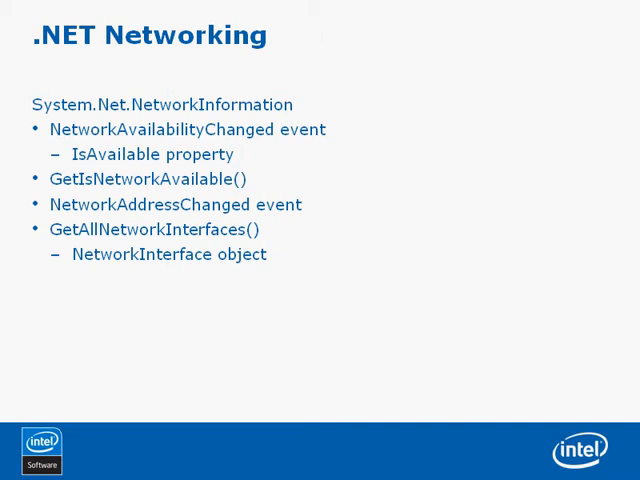As with power management, the .NET framework also offers networking support. The System.Net namespace contains the NetworkInformation class, with methods, properties, and static events to assist in determining network conditions. The NetworkAvailabilityChanged event is triggered whenever a machine transitions from a connected to a disconnected state. When the event is triggered, the Boolean IsAvailable property of the NetworkAvailabilityEventArgs object provides an easy way to detect connection status.